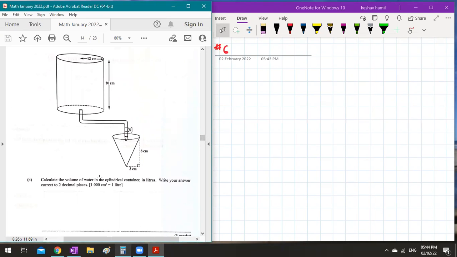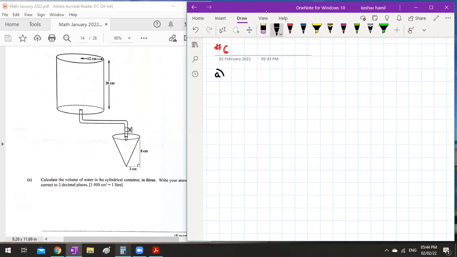Now, they give you the conversion: 1000 centimeters cubed is equal to 1 liter. So you could continue to work in centimeters and afterwards convert it to liters by dividing by 1000. Write your answer to 3 significant figures. So part A, right, volume of a cylinder is area of the circle, which is pi times radius squared, times the height. Right, so this is the base formula to use.